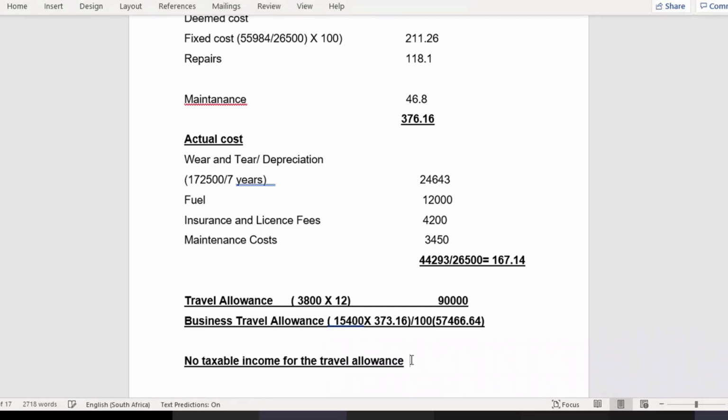So here I'm going to put the difference. I think it's about 30,000 something. I'm just going to put anything because of time. So it's about 30,555. That was going to be your taxable income for the travel allowance.